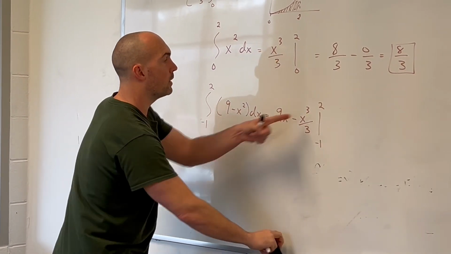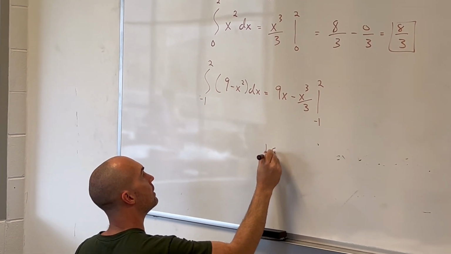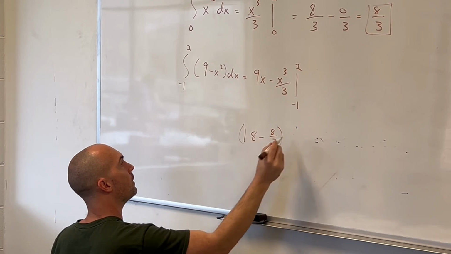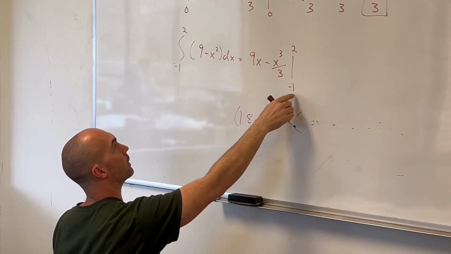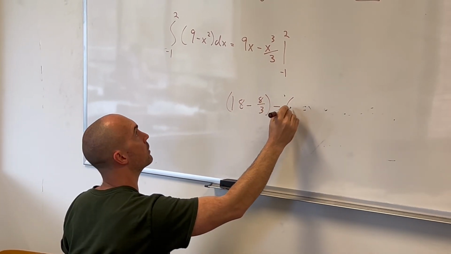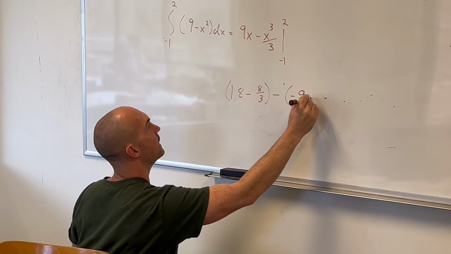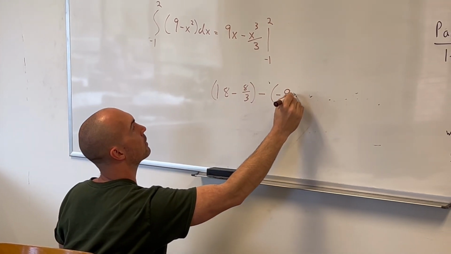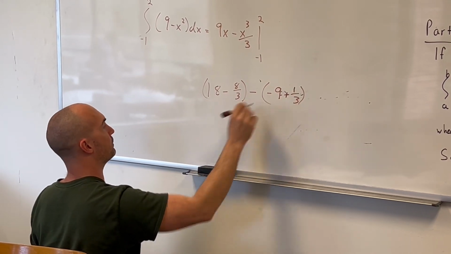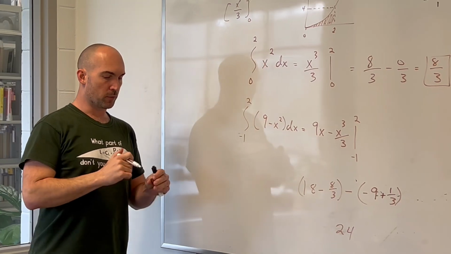So we're going to go ahead and plug the number 2 in for all of our x's. It gives us 18 minus 8/3, right? Minus, and then now we're going to plug in the -1. It's going to be very important to make sure you keep your negative signs all good when you're doing this. -9 ends up being, I think, minus, plus 1/3. 24. Double check me, make sure I'm not lying to you. I have no problems with that.